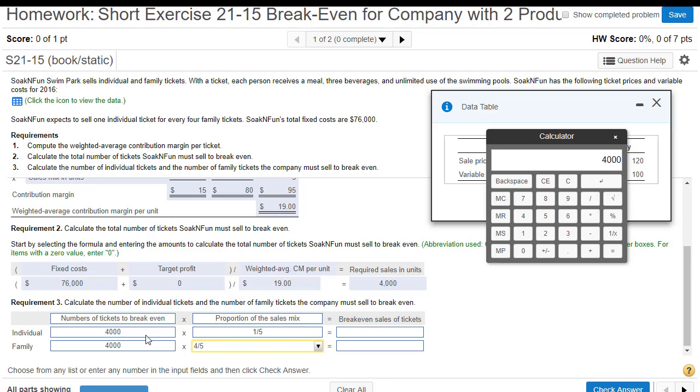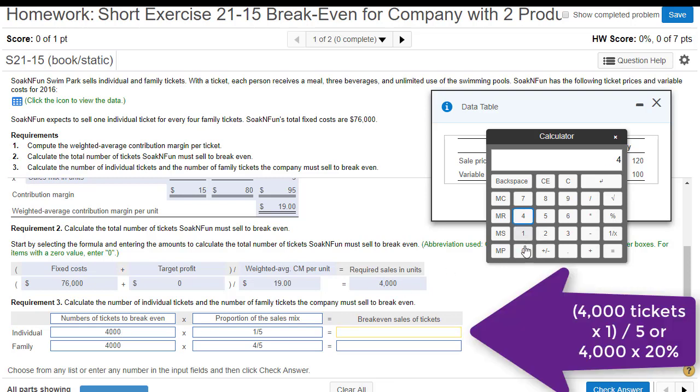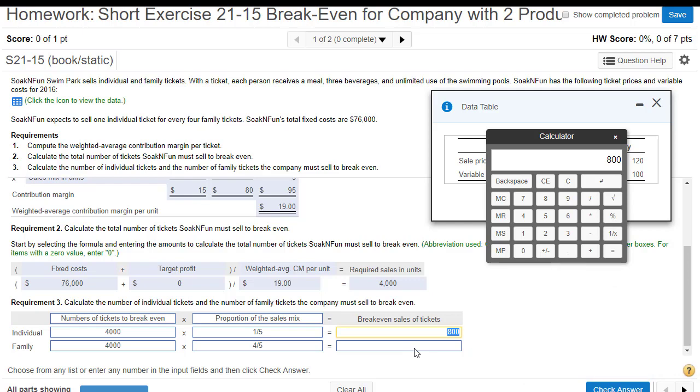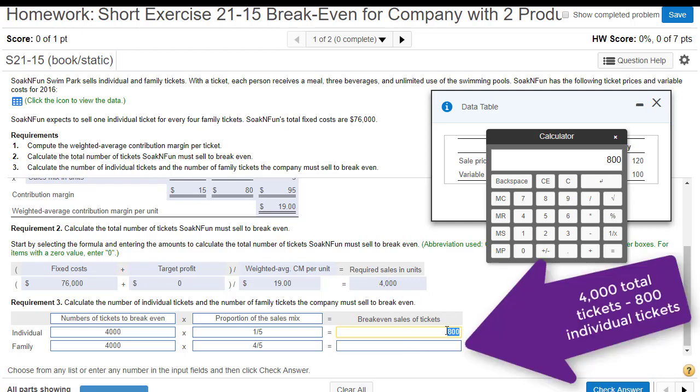That's the same thing. So let's do the break-even sales in tickets for individual. We're going to take 4,000 divided by 5, which gives us 800. So that means out of these 4,000 tickets, 800 of them are going to be individual tickets. And we can figure out what the family tickets are going to be right here. To calculate the family tickets, you could take 4,000 minus 800, which gives us 3,200 tickets, because these two combined have to equal 4,000. But let's do the math just to check.